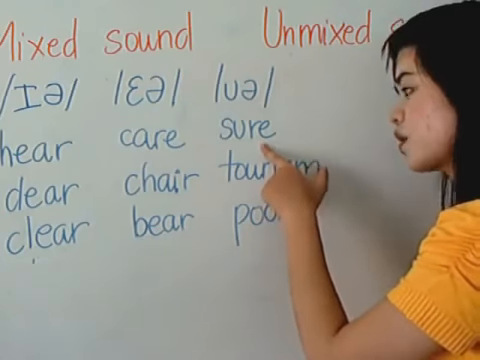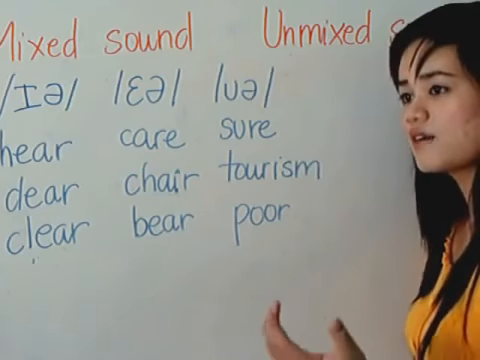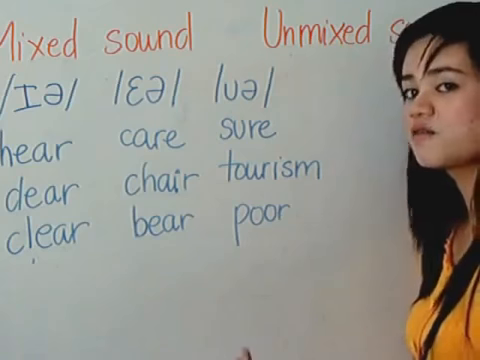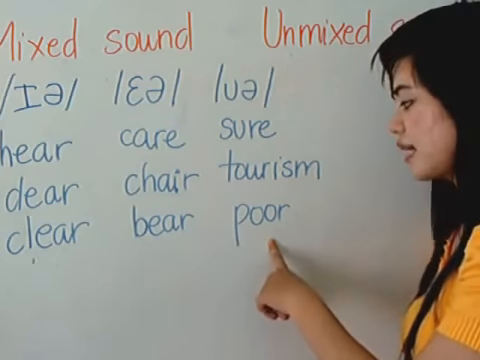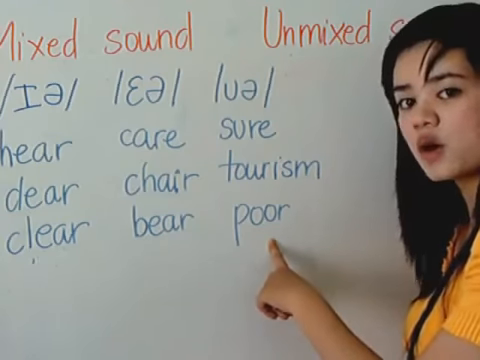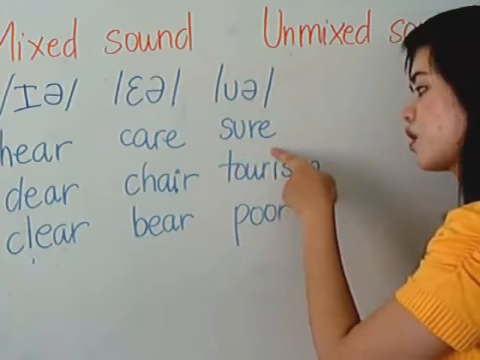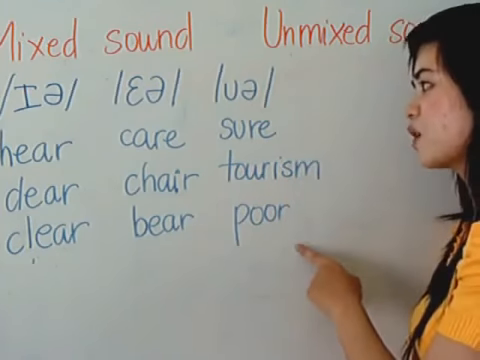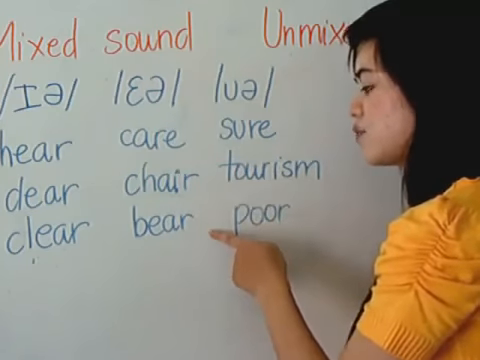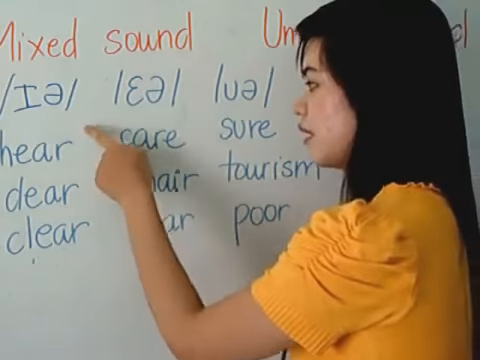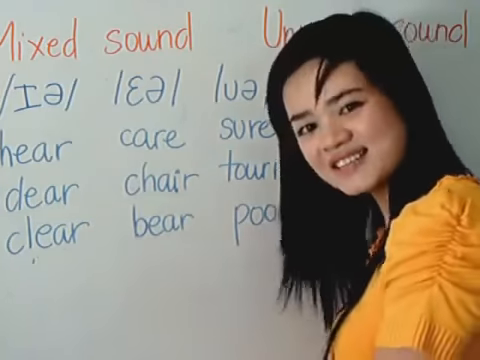Especially this word sure, sometimes it is pronounced like sure, like for sure, sometimes they say for sure. Or poor, it is sometimes pronounced like poor. Once more, we say or in the word sure, tourism, and poor. Air, like care, chair, and bear. Ear, like here, dear, and clear. You get it?